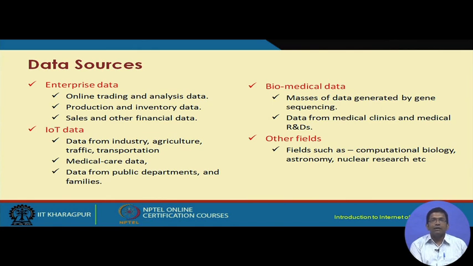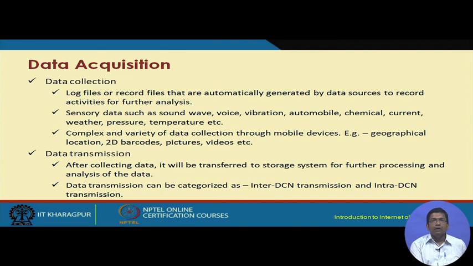The different sources of data include enterprise data, IoT data, biomedical data and other field data from computational biology, from nuclear research, from astronomy and so on. Now comes the data acquisition, which concerns data collection from log files, from different other records, activities, interviewing if required, collecting data from the sensors, from the sound sensors, voice, vibration, automobile, chemical, current, weather, pressure, temperature, etc. After the data are collected, they have to be transmitted.